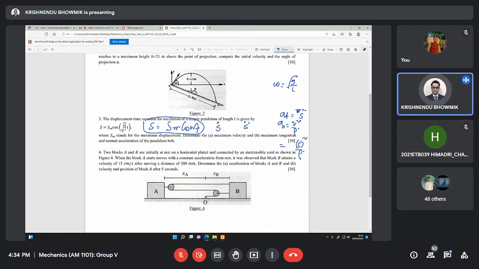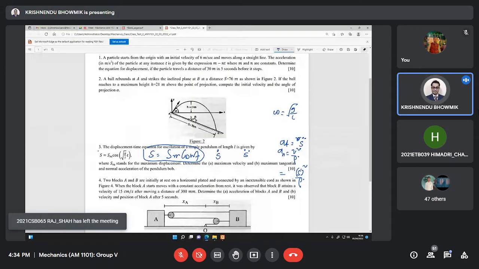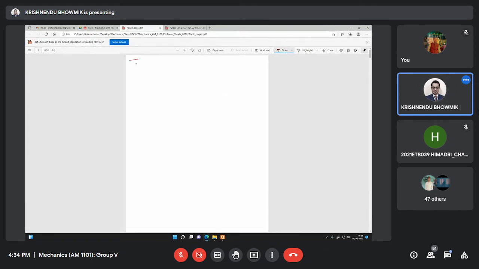Tell me your answer, whatever you got. Sir, maximum velocity is Sm times square root of g by L. Just a minute. Let me write everything here: s equals Sm cosine of square root of g by L times t. I can write it like this also for your understanding. These are the usual expressions.